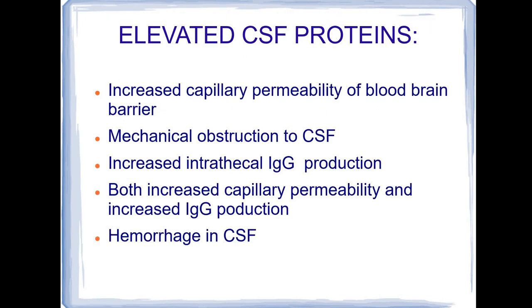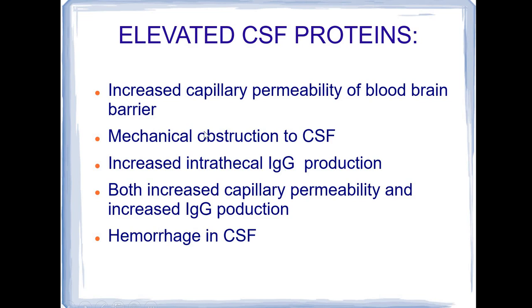You see increased proteins in the CSF with increased capillary permeability of the blood-brain barrier, for example in meningitis. You know there is a blood-brain barrier which prevents unnecessary movement of molecules across. Whenever this membrane is damaged and it causes increased permeability, as in conditions like meningitis, any case of meningitis, you will see increased CSF protein.